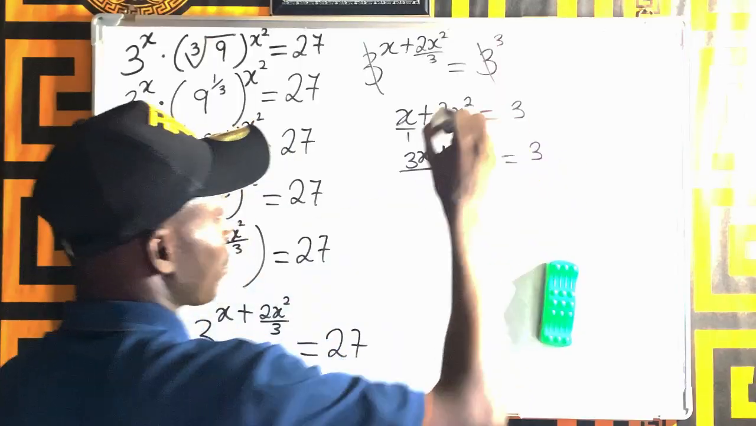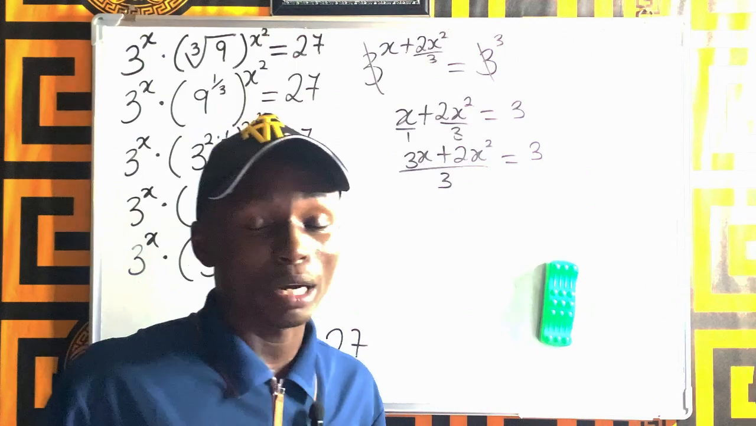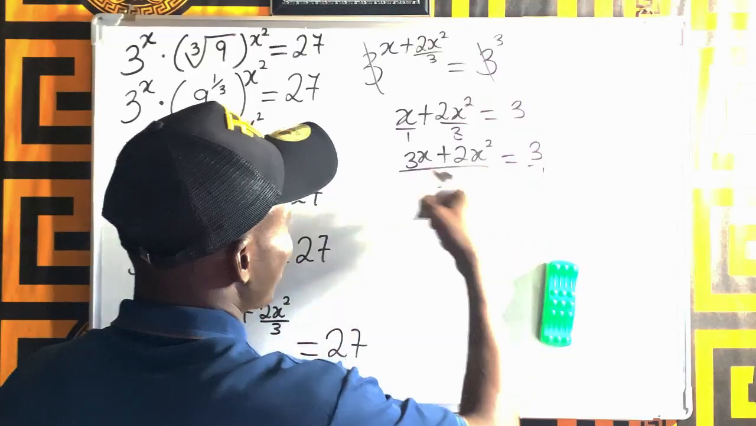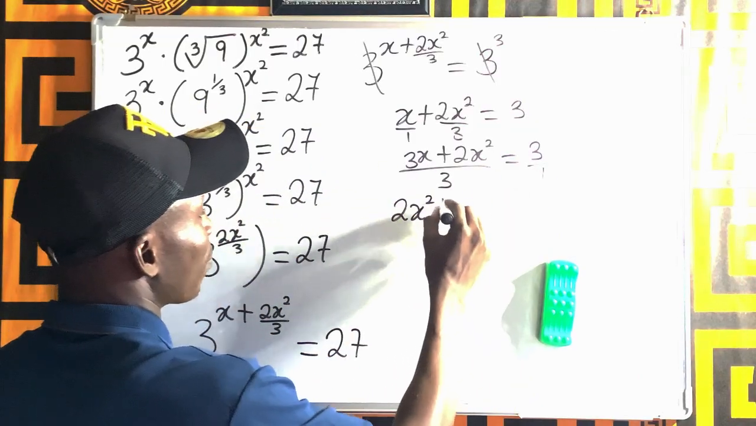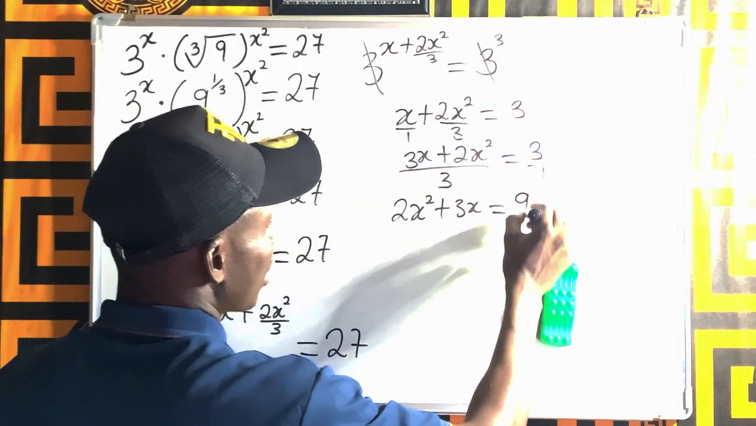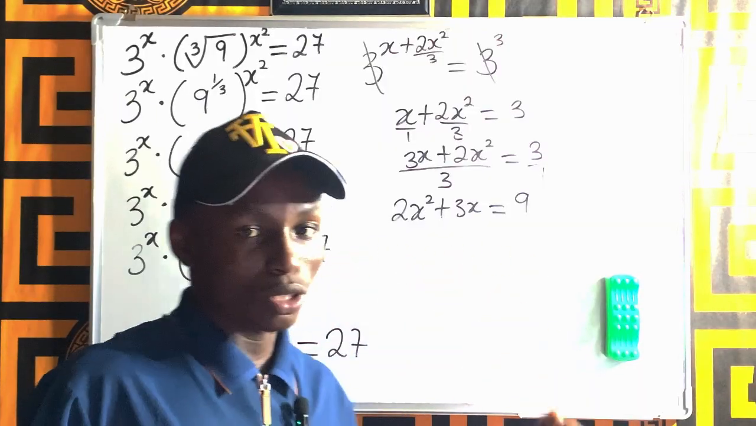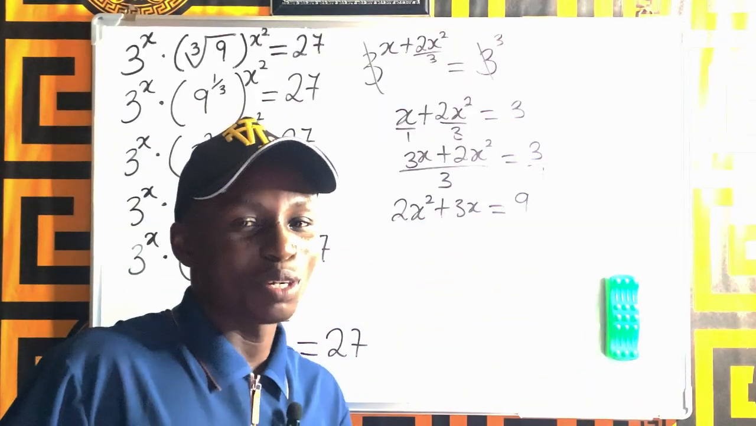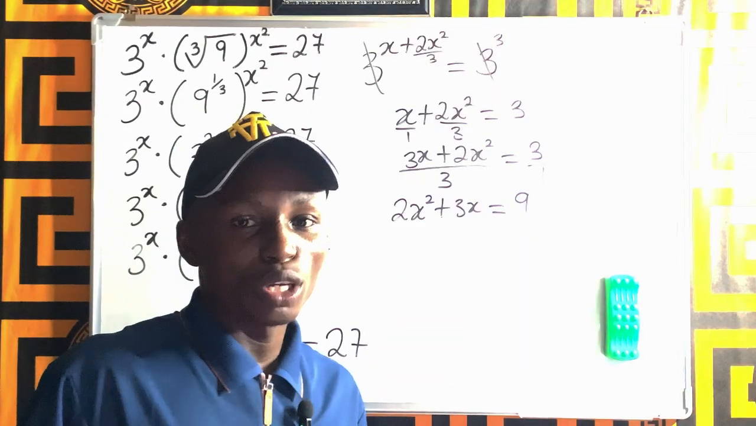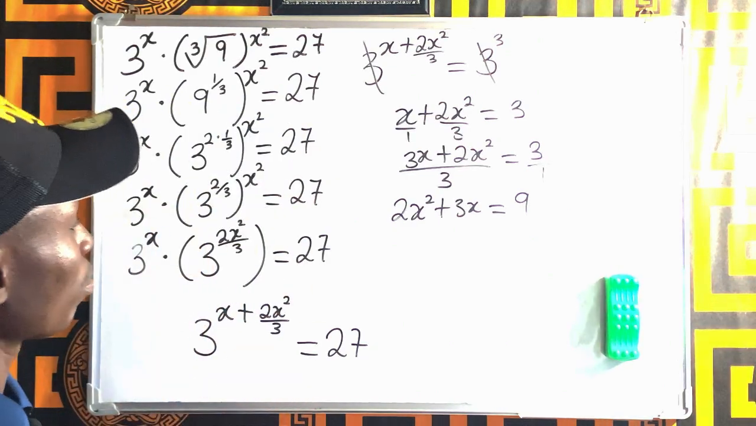Equals 3. Now for us to clear away this denominator, we have to multiply both sides of the equation by 3, or you call it cross multiply, because the denominator of the 3 here is 1. 1 times everything here will give us 2x squared plus 3x equals 3 times 3, which is 9. Now at this point, you can see that we are getting a quadratic equation, but not in the form of a quadratic equation. For us to make this a quadratic equation, what we have to do is subtract 9 from both sides.